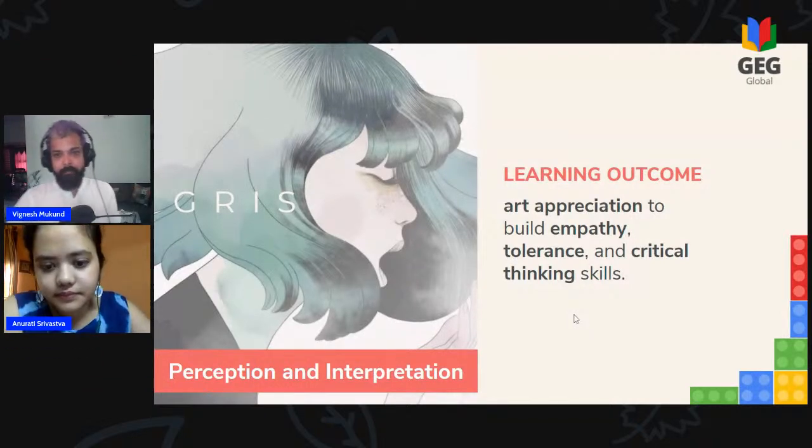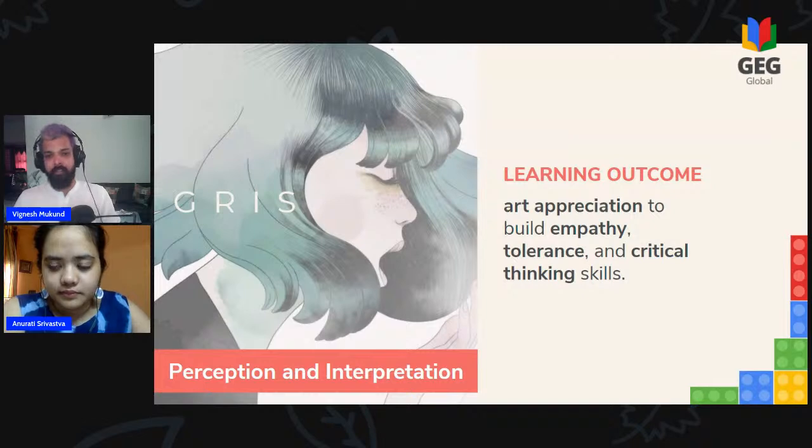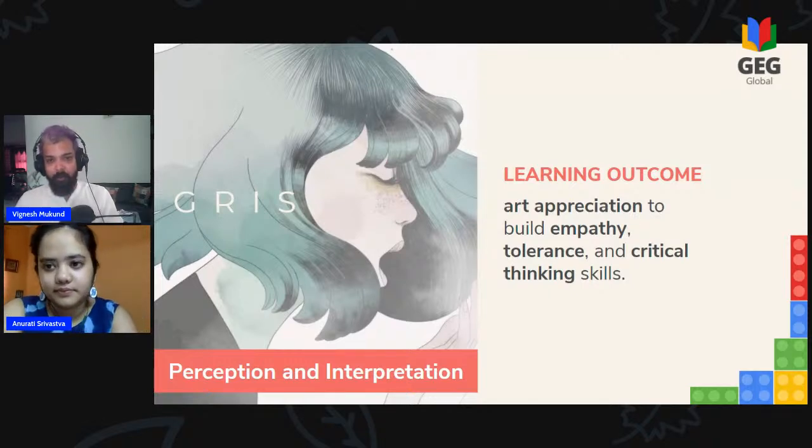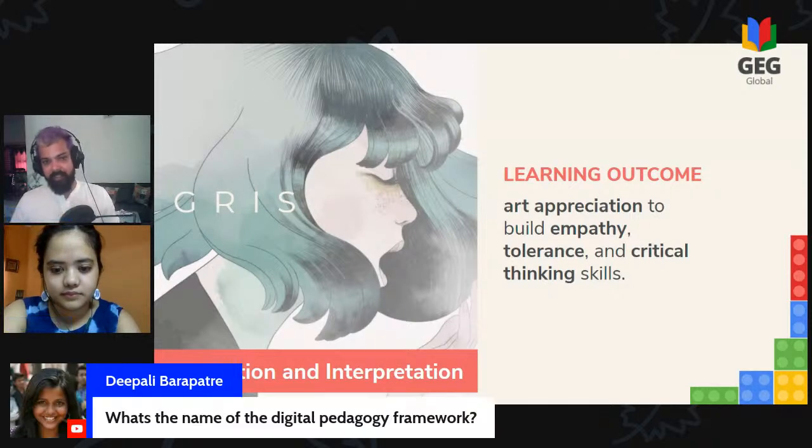So when we designed this course, when we played the game GRIS first, you might have noticed that in the trailer there was absolutely no voiceover. In the entire game, there are no dialogues. All of the experiences, everything in the narrative is conveyed purely by the use of music and brilliant visuals. It's like a moving watercolor painting.